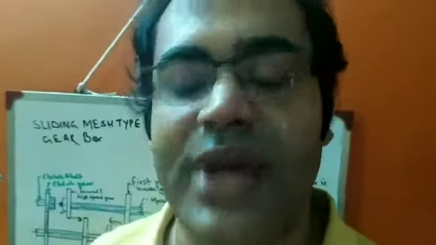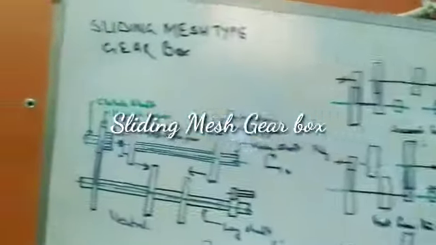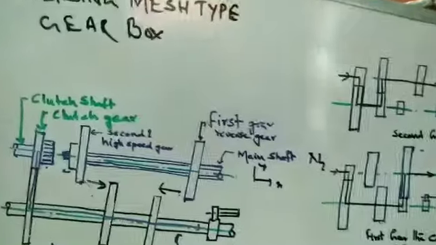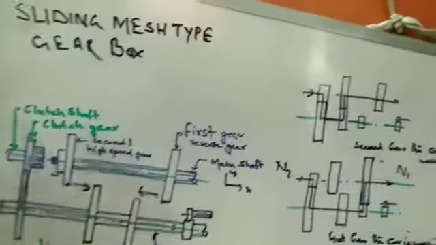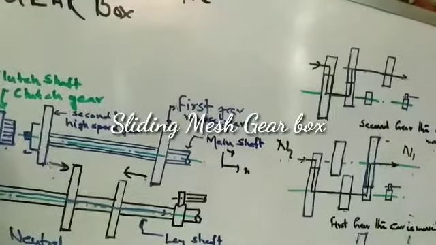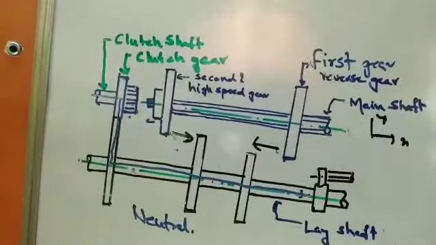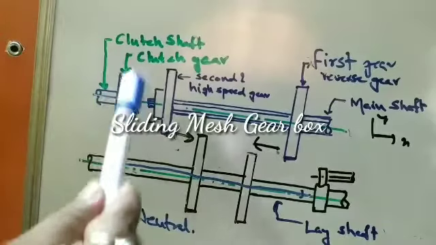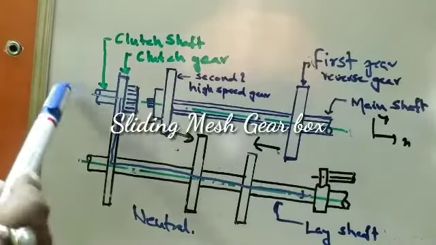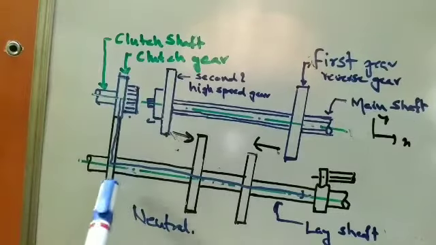There is no problem for that. Now we go to the sliding mesh gearbox, and it looks like this. Here you could see that the power comes from the engine flywheel to the clutch shaft, as we have seen in the blue color.